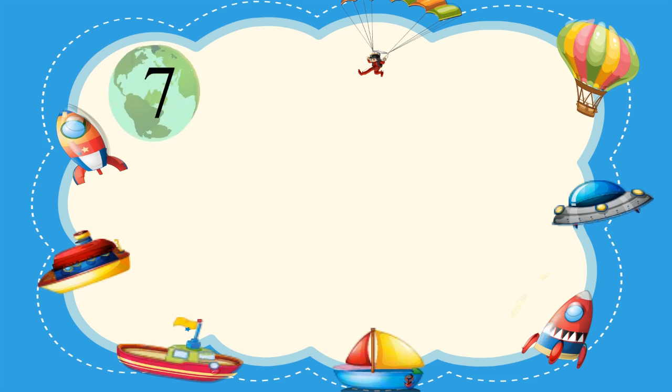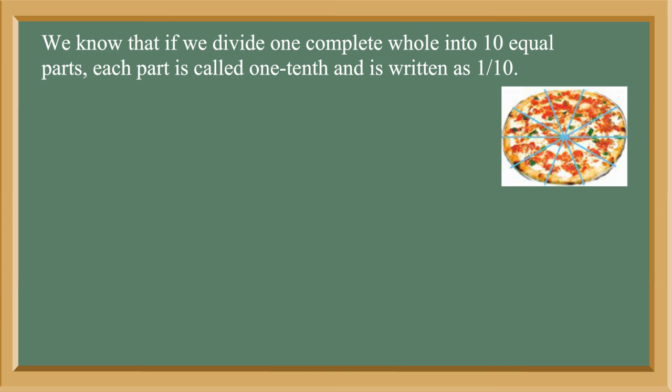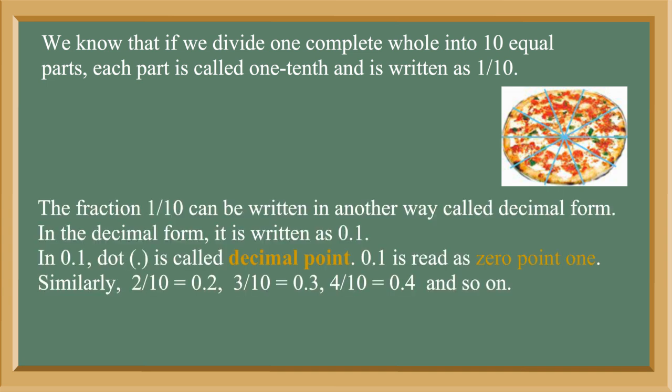Lesson 7. Presenting decimals. We know that if we divide one complete whole into 10 equal parts, each part is called one-tenth and is written as 1/10. The fraction 1/10 can be written in another way called decimal form. In decimal form, it is written as 0.1. In 0.1, the dot is called the decimal point. 0.1 is read as zero point one.